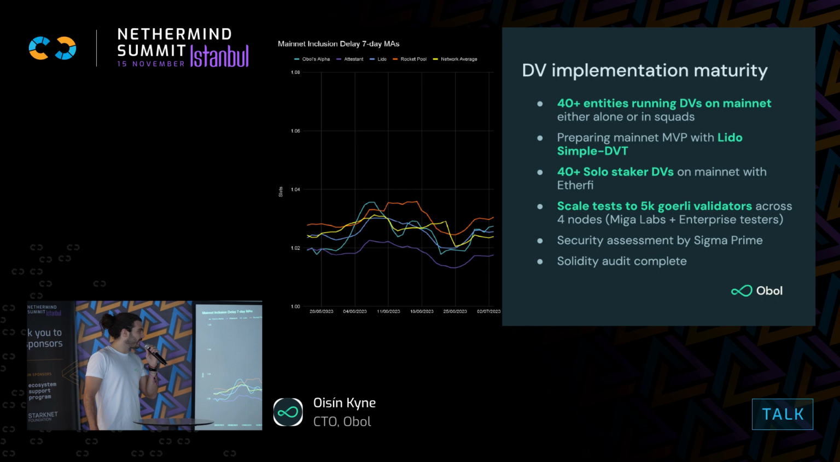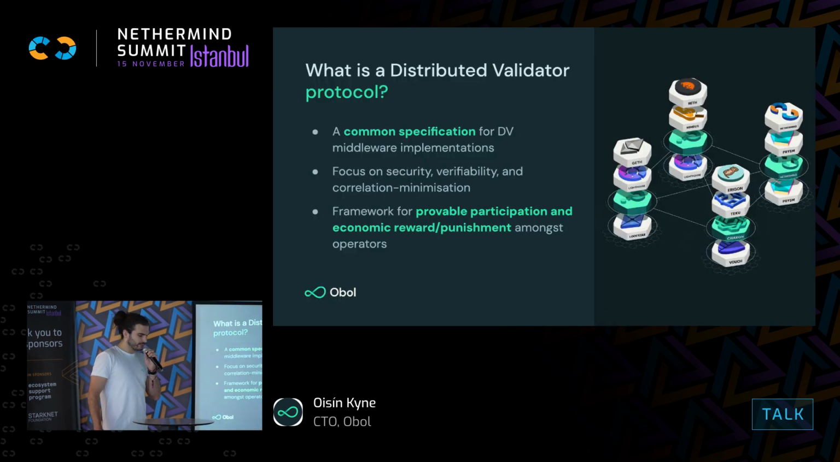We have been doing scaling tests with enterprises and mega labs to test how high we can scale distributed validators on the same fixed amount of hardware. And we've also done 2 audits. We've started our second audit of Charon, and we've audited our Solidity contracts, which I'll talk about maybe at the end. So that's a distributed validator, but I also briefly want to touch on what's a distributed validator protocol.